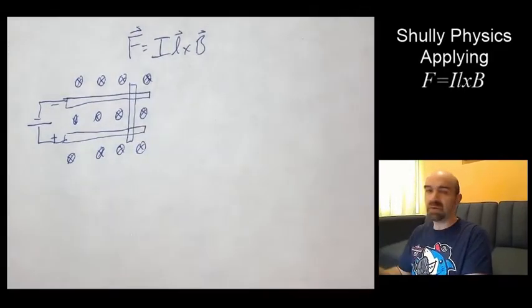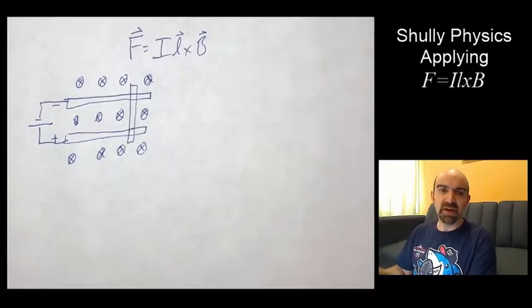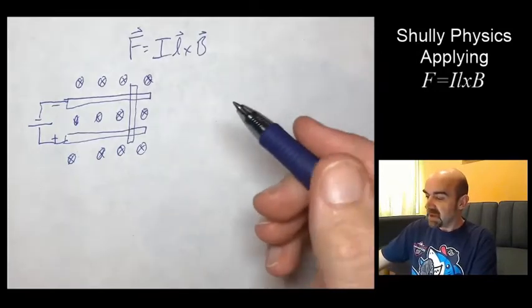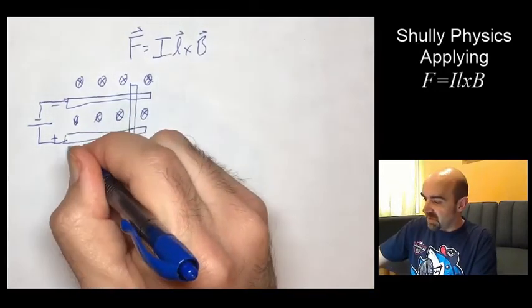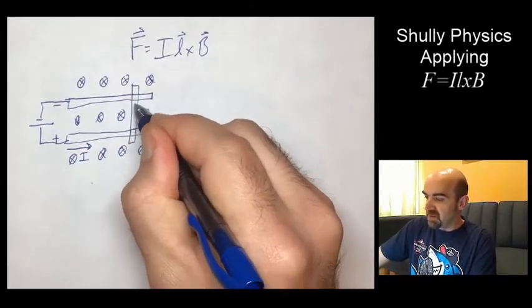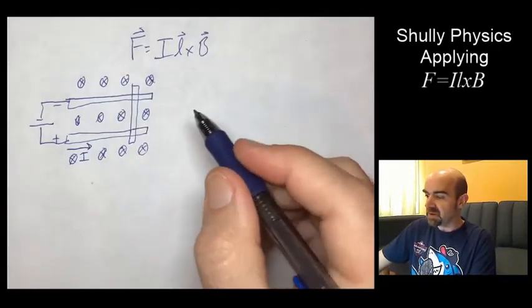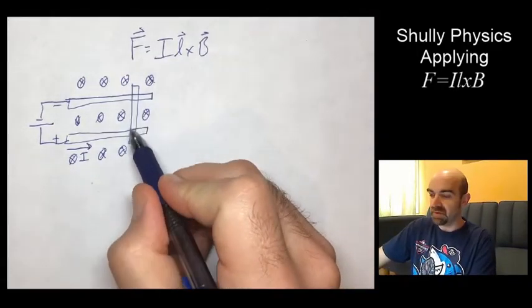There we are. And if you do have your marker, please color that yellow as we do on Shelley Physics. I am unfortunately without my highlighter. So our current will be flowing from positive to negative. It'll flow up across this conducting bar and back along here. So the big question is, what is the amount of force on this middle bar?